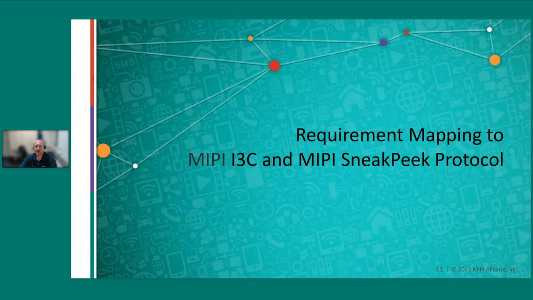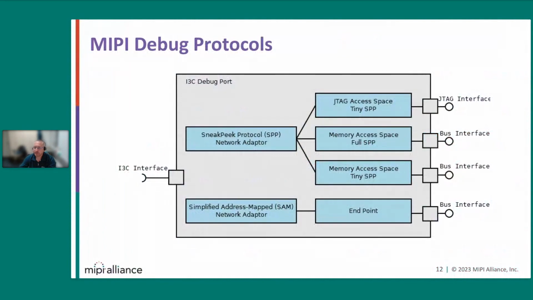In the next section, we try to see what alternatives we have for an implementation with I3C and the related debug protocols. The specification for debugging for I3C defines different network adapters to generate JTAG data or bus accesses. There's a SneakPeek network adapter to link the I3C private read and write transactions to the SneakPeek protocol. The SneakPeek protocol has a tiny and full encoding variant with different properties.